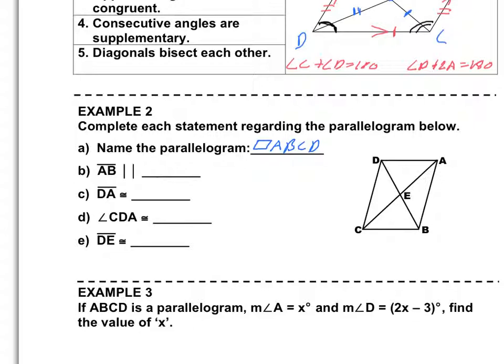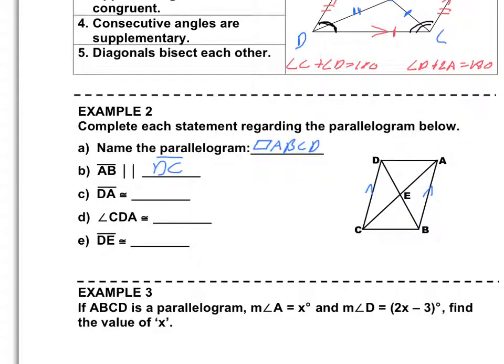Now, which side would AB be parallel to? Remember these little vertical lines right here? This means parallel. So they're saying AB is parallel to what? Well, hopefully you're thinking DC. Segment DC. Those 2 lines are parallel. What about, they say DA is congruent. Remember, this little equal sign with a squiggly line on top means congruent. So segment DA is congruent to what?